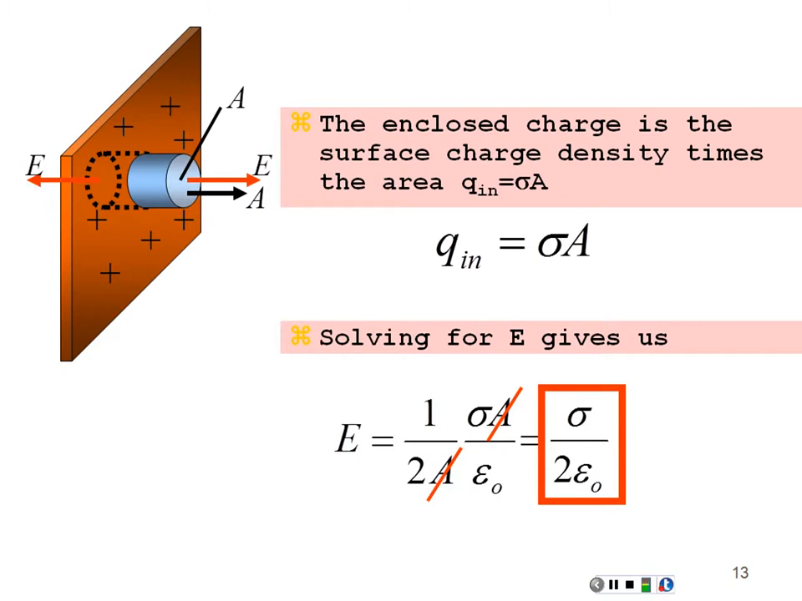This is the same result we got in Chapter 23, looking at distributions of charge. We were looking at the disk of charge, and we said that if you're relatively close to the disk, it looks infinite to you, and we concluded after our integration of the E field that we got the same result. The E field was equal to a constant, sigma over 2 epsilon naught.